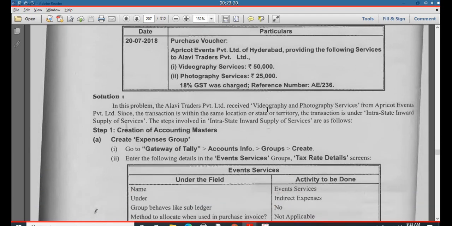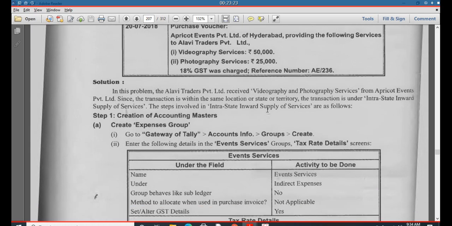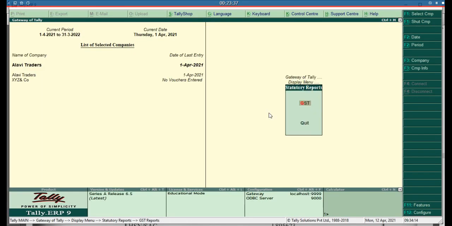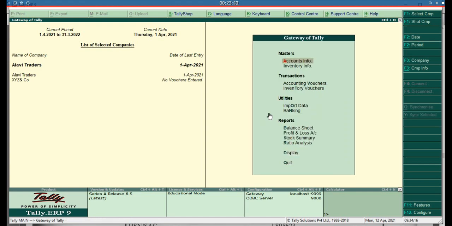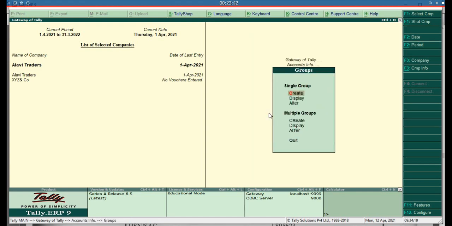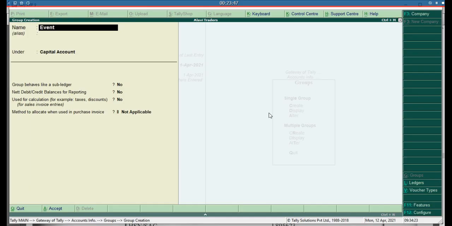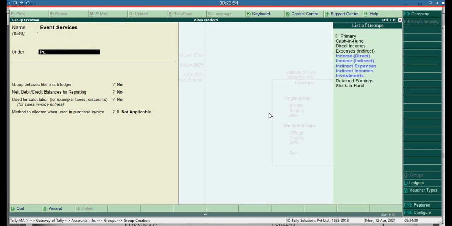So, creation of accounting masters: create the expenses group. Under this, we have to create the group first. So taxes can be availed at the time of group creation. We'll see that. Accounts info, groups, create. What is the group name? Event services, under indirect expenditure.